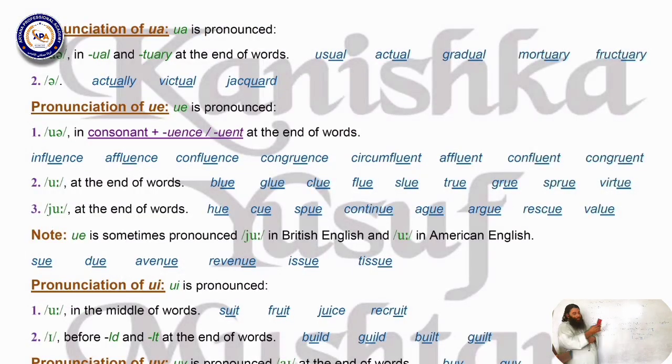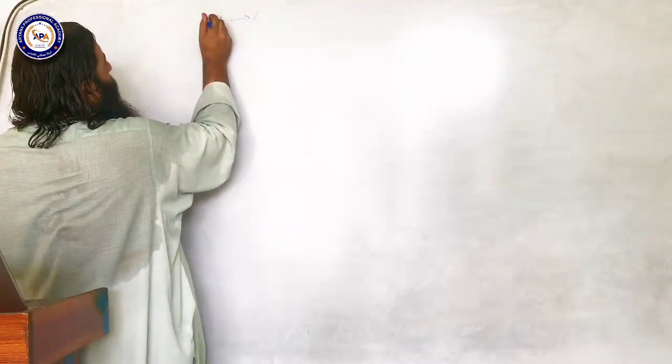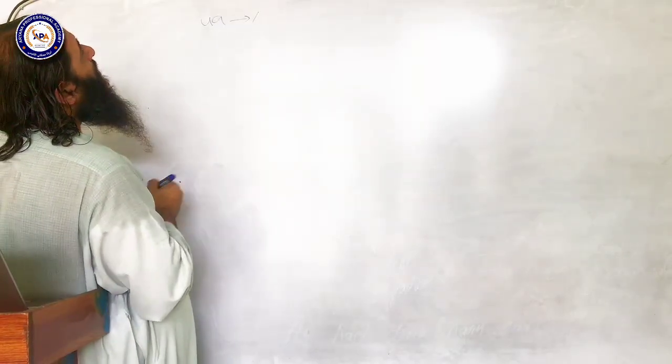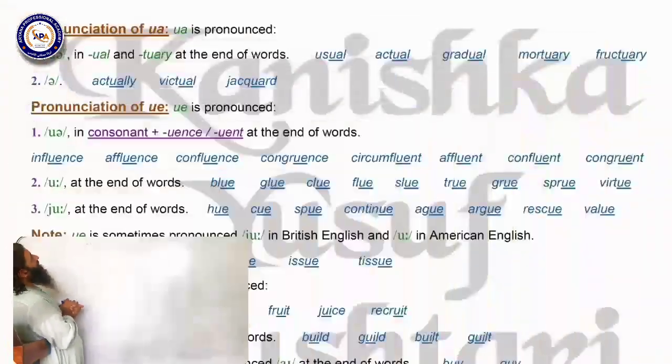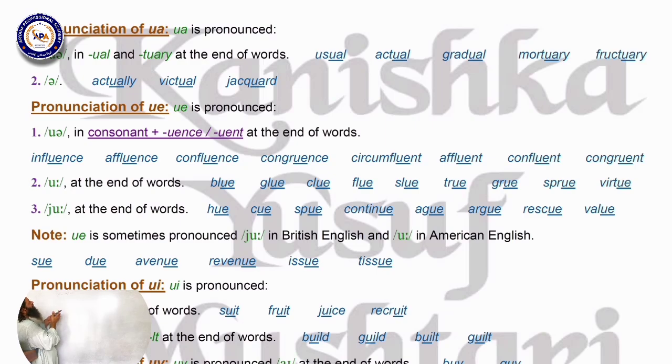Next digraph we have is UA. UA is pronounced, the first sound is UA, the diphthong UA. And this sound can be given by UAL and TUARY at the end of words. Examples for UAL at the end, like usual, actual, gradual, and examples for TUARY at the end, like mortuary and fractuary. And the second sound given by UA is a schwa sound, like actually, vittle, and jacquard.